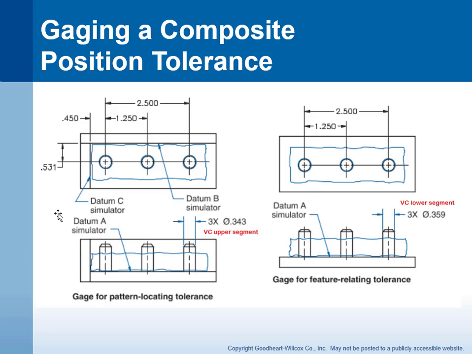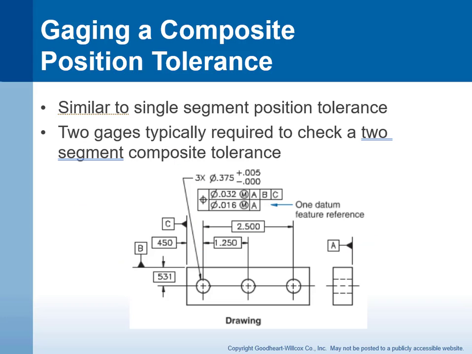This describes my functional gauge that I was talking about. We have a datum A simulator at this lower surface, a datum B simulator at this surface right here, and a datum C simulator at this surface over here. Now, we have these pins that are built at the virtual condition, and that checks the upper feature control frame of this 32 thousandths. So that locates the pattern of the holes.